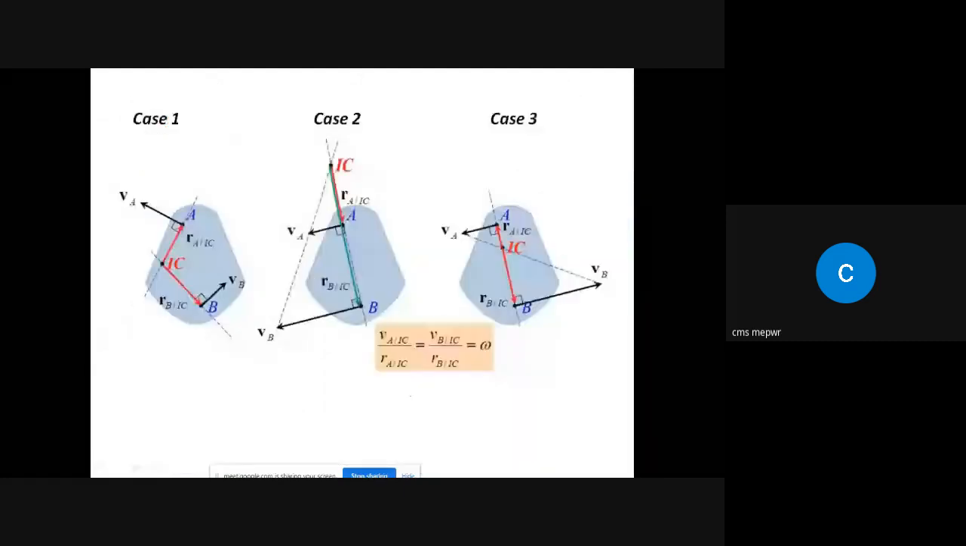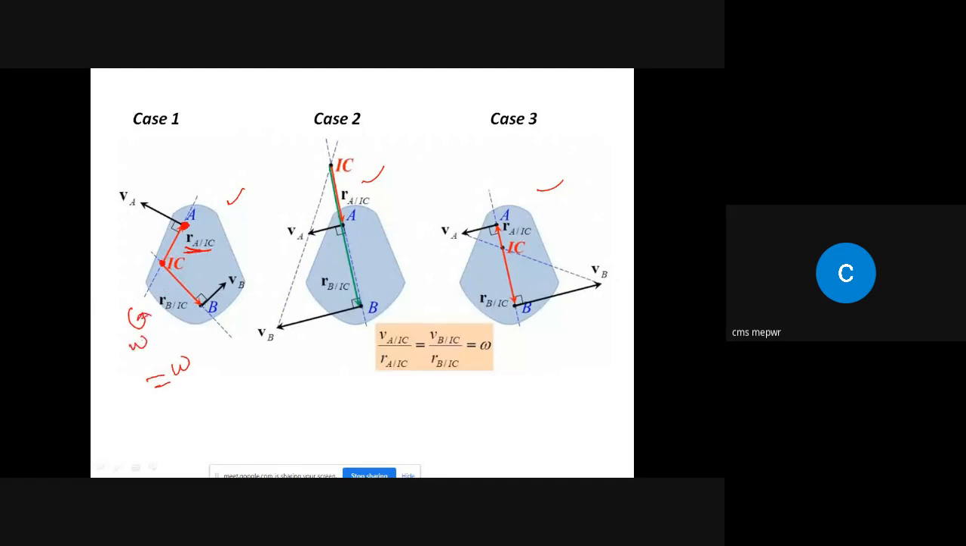So these are all three cases. Here we have a general equation, from which we can write for this diagram that if you want to find out the velocity of point A with respect to the instantaneous center, its ratio with the position vector about point IC should be equal to omega, the angular velocity of this rigid body.